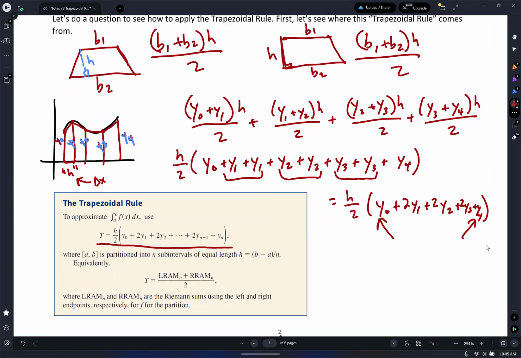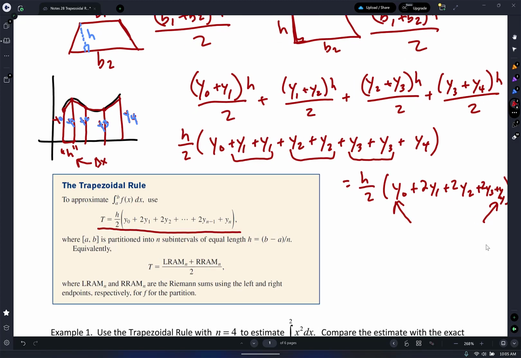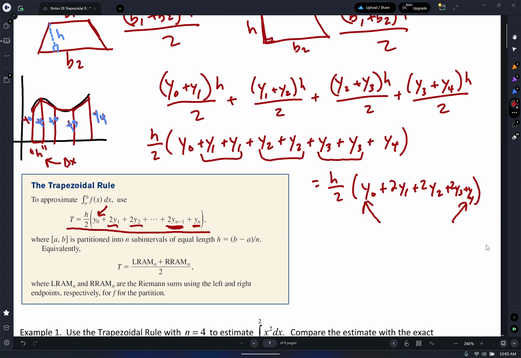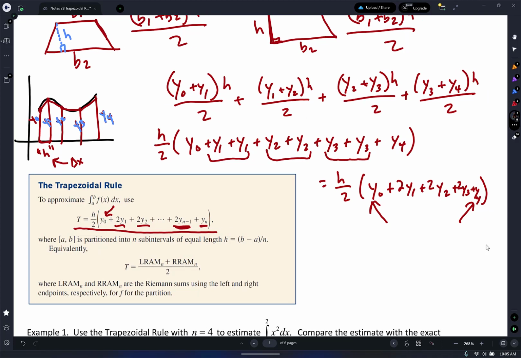To approximate the area from a to b of f of x dx using trapezoids, use h over 2. Look at that, there's no 2 in front of the first term. Then 2, 2, 2, and so on, just continue. Second to the last, there's a 2, and then the last point, there's no 2. That makes sense? Notice I have 4 trapezoids, but I need 5 values: 1, 2, 3, 4, 5.